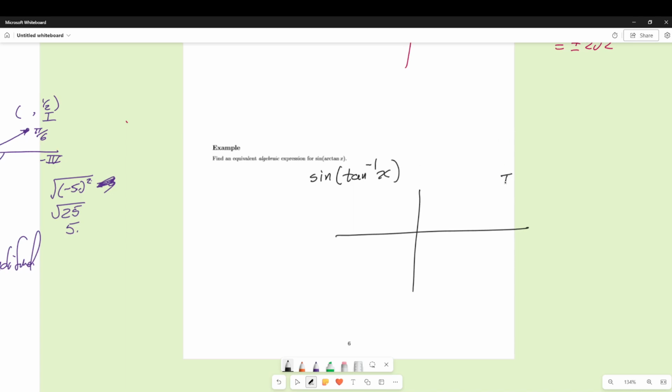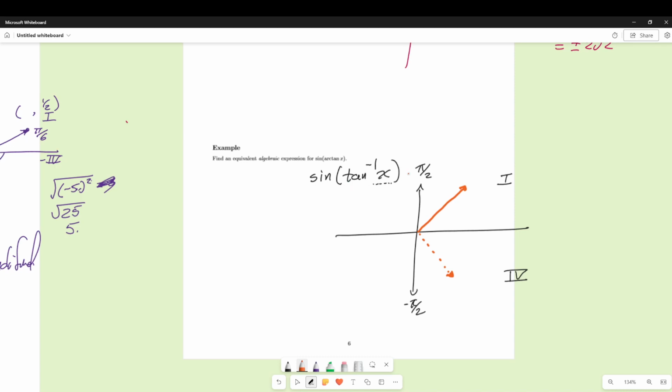Tangent inverse we know is between negative pi over 2 and pi over 2, so that's got to be in quadrants 1 or 4. But we really don't know whether it's in quadrant 1 or 4, because we don't know if that x is positive or negative. That x could be negative something. So I'm going to draw it in quadrant 1, but keep in mind the idea that it could be down here. We will just have to be careful.